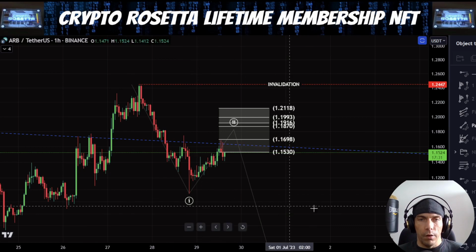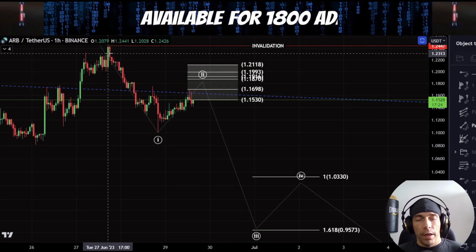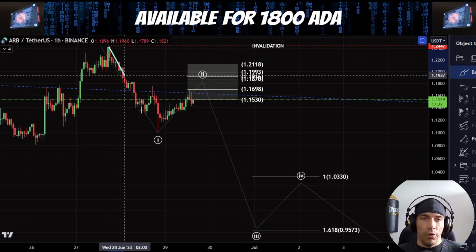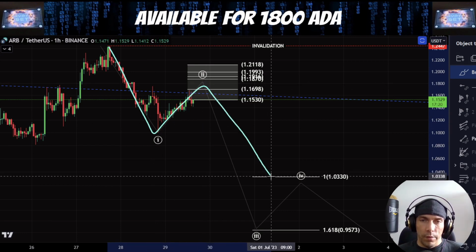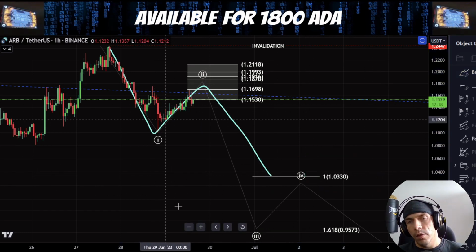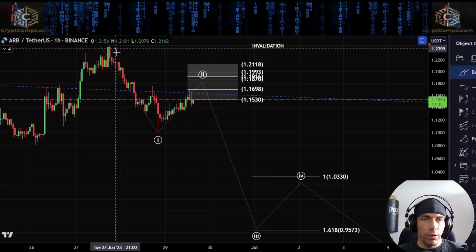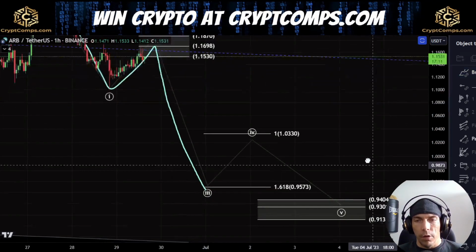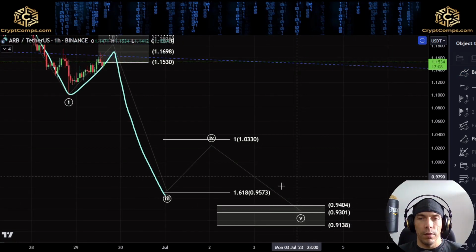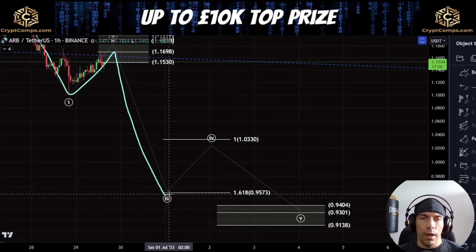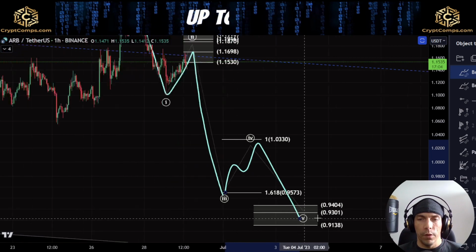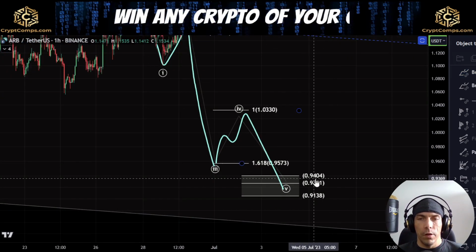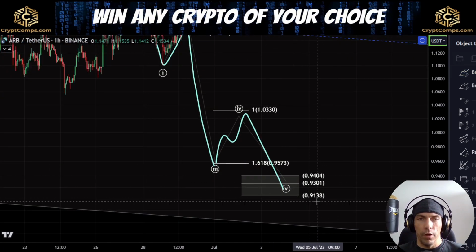If we break down in a bigger way here, we could actually see, like I said in the previous option, that we could have this just as A, B, C, in which case that $1.03 is going to be quite an interesting zone. Alternatively, if we start to break down in a much more impulsive way and we actually push down toward this 95 cent 73 region, this could align with us having an additional 4th and a 5th, which looks to push us down towards this 94 cent to this 91.38.